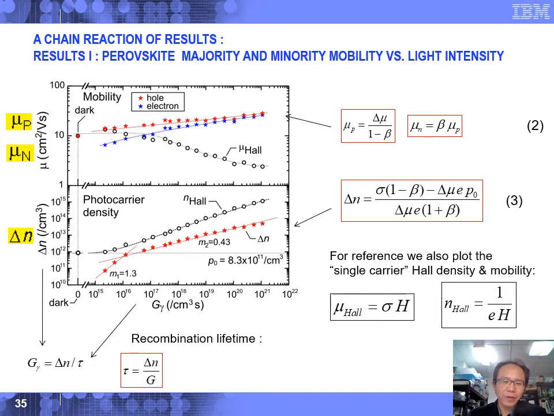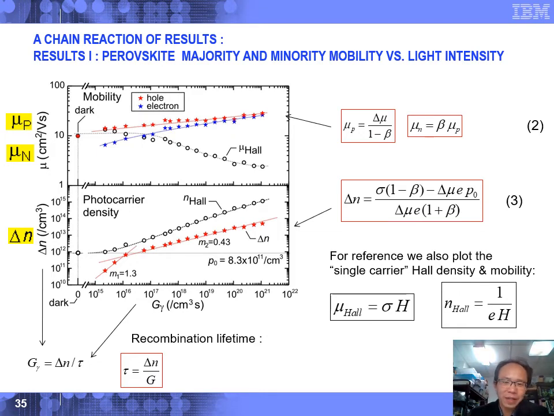And then also the photocarrier density delta n as a function of increasing light intensity. So we also plot a single carrier mobility, called mu Hall, and then single carrier Hall density n Hall, which is essentially a number if you assume there's only a single carrier. And this is essentially what people could do in the past before the discovery of this new technique.